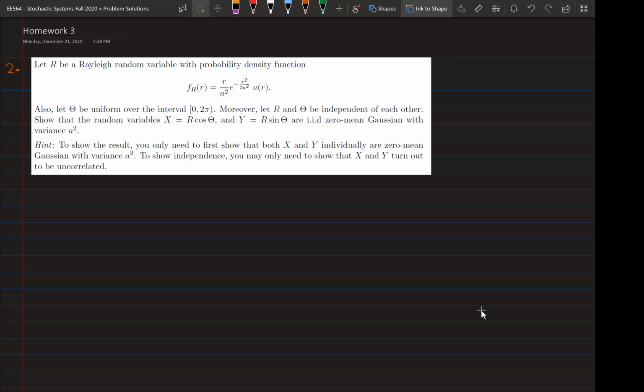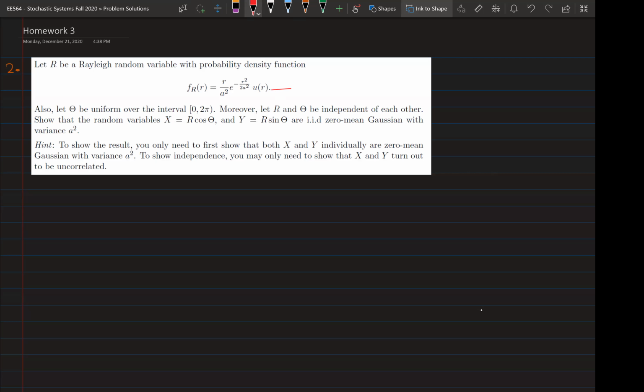Okay, so this is problem 2 from homework 3. And the problem asks you to do what? So the problem, you're given two variables, r and theta. R we know is Rayleigh distributed, which has this PDF given here. And we know that theta is uniformly distributed. And moreover, theta and r are independent of each other.